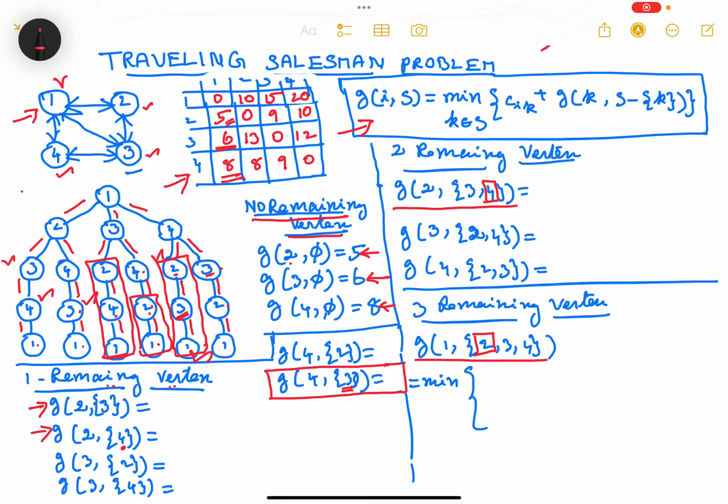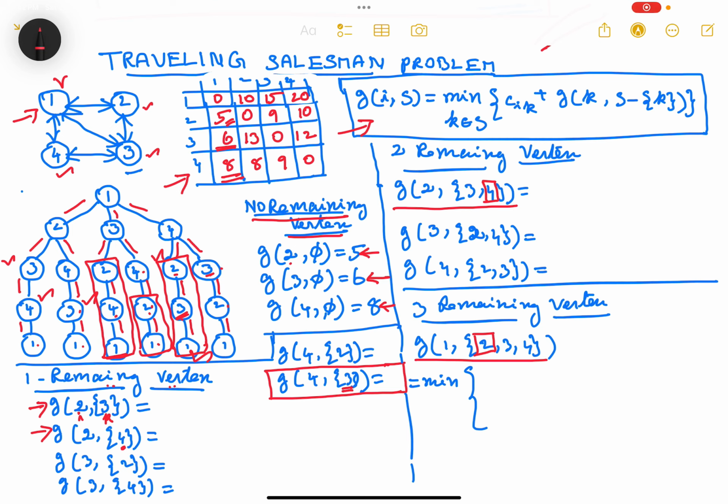Now we are going to find the value of g of 2 comma 3. Here, i is equal to 2. k is taking value from this set. This set contains only one element, so only one k value is possible here. If multiple k values are there, then we have to compute values for all the k values and choose the minimum. Here only one computation is needed.